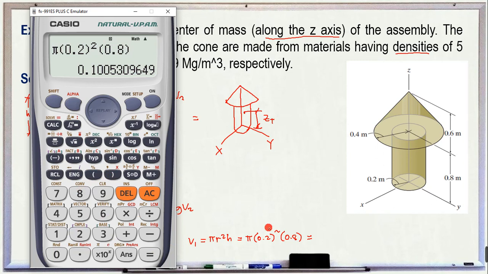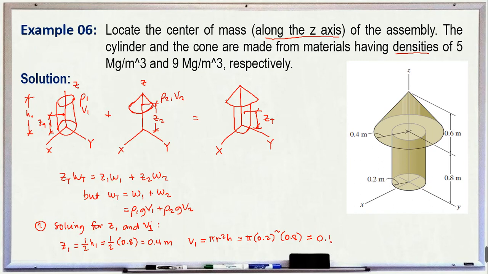So we have 0.10053, that is in cubic meter. Okay, we already solved the values for its center of mass and its volume. Okay, that is for the cylinder.